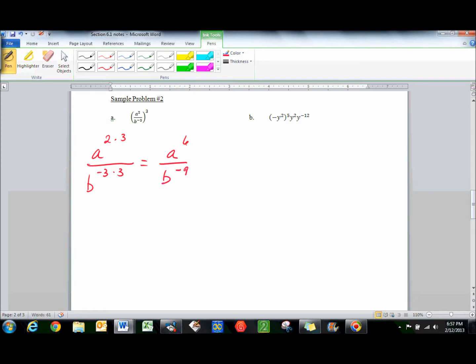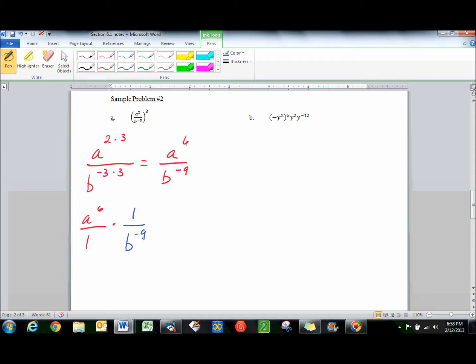Now this is where we need to make sure that all of our final answers do not have any negative exponents. So technically what we've got going on here is this. We've got A to the 6th over 1, and we have 1 over B to the negative 9. Now, I know that's a funny way of writing what we had before, but it gives us a clearer picture of how to use that negative exponent.